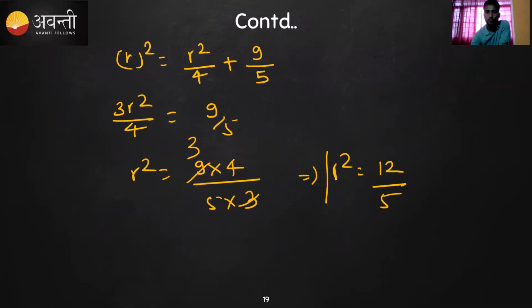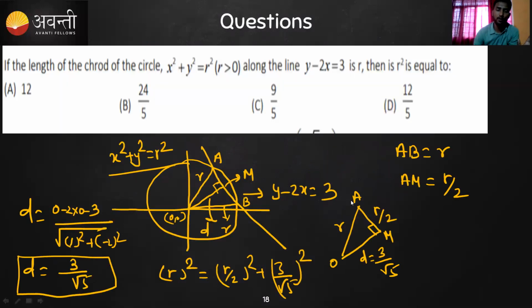Okay, so this is the value. So you have to remember all these things while solving the problem. We have to find this r square. So anyhow, we know the relation, we can simply find it out.